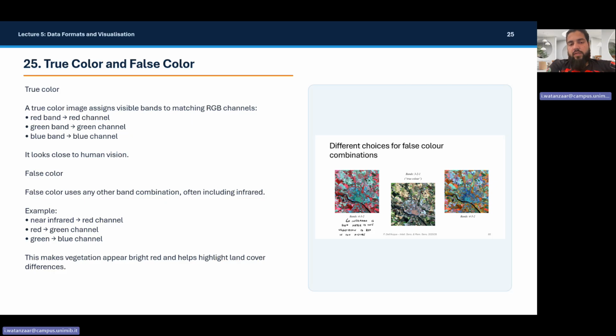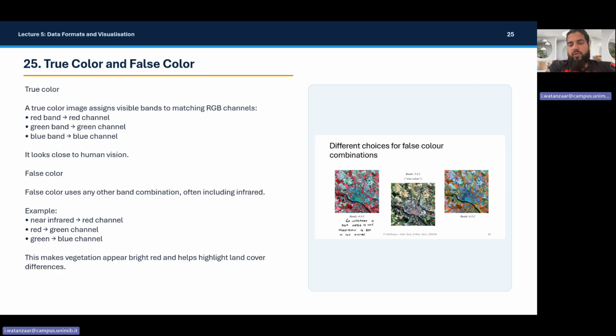In this case, vegetation is mainly expressed by near infrared, highly visible or highly reflected. So this is exactly the red channel. Red is assigned to the green channel, and green is assigned to the blue channel. So this makes vegetation appear bright. As I already said, this makes the vegetation appear bright red and helps highlight land cover differences.